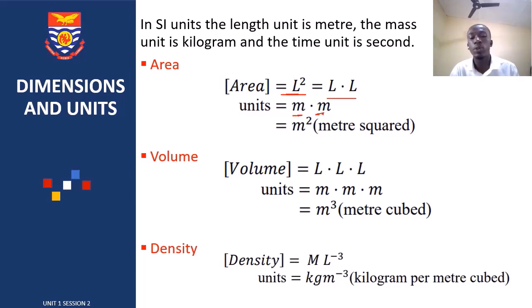This time around, there's no need for you to bring a square bracket. You just leave it like this. When you multiply M by M, you get M squared, that's meter squared.